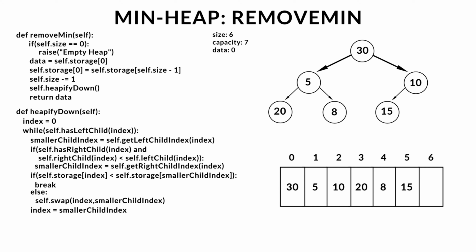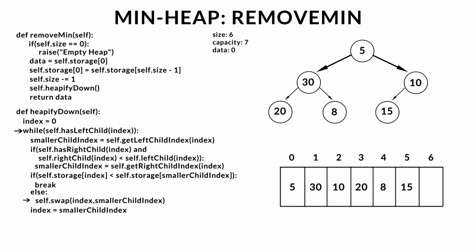So from here, we need to traverse down the tree. So we start at index 0, which is our root. We then start to go down our tree, so let's execute our while loop. First, we initialize our small child index to the left child. We then see if the right child is smaller than the left. It's not in this case, so we know the smallest child between the two is the left one. So now from here, we can check to see if the current node we're at is smaller than the left child. So is 30 less than 5? No, it's not. So we swap between the two.